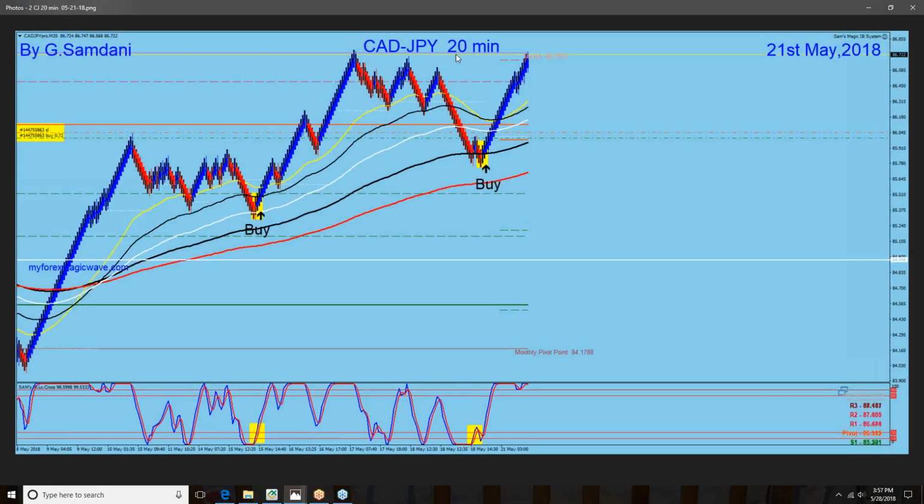Okay, this is CAD yen. Look at the setup. This was a buy as well, and previously as well. You can see here, this was a nice buy all the way up, then it retraces back and then buy again, gone with the wind. This is a buy order. SL move to break even plus.